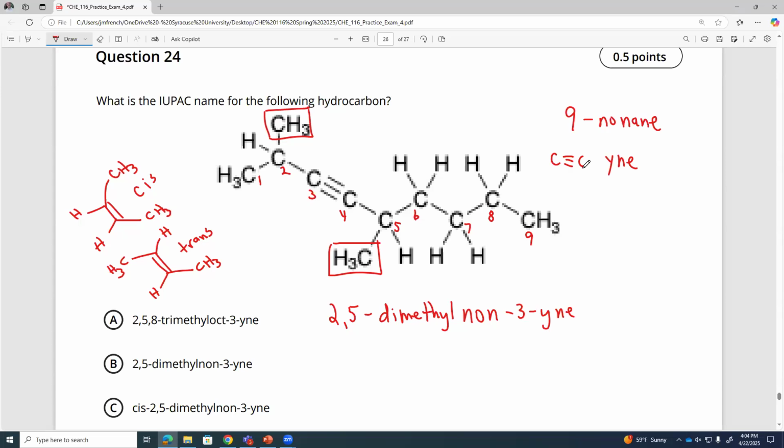We need, and I know it sounds redundant because we said there's one on the 2nd carbon, there's one on the 5th carbon. So you would think 2,5-methyl is enough, but we incorporate the di indicating that there are 2 methyl groups total in that structure.